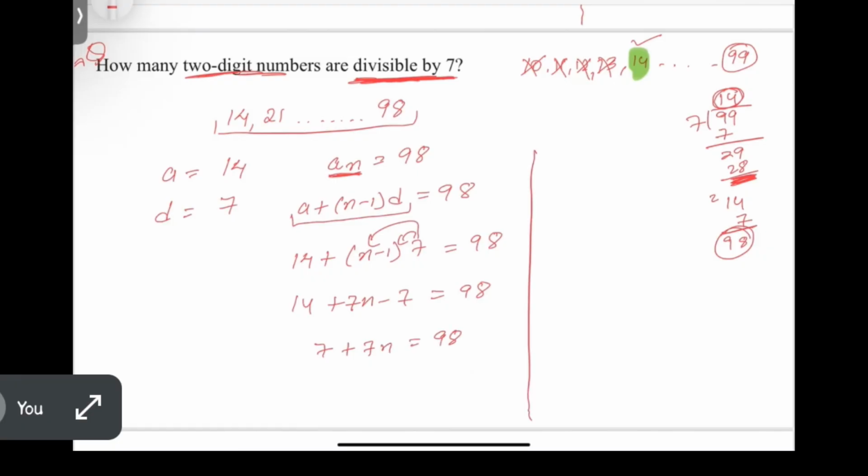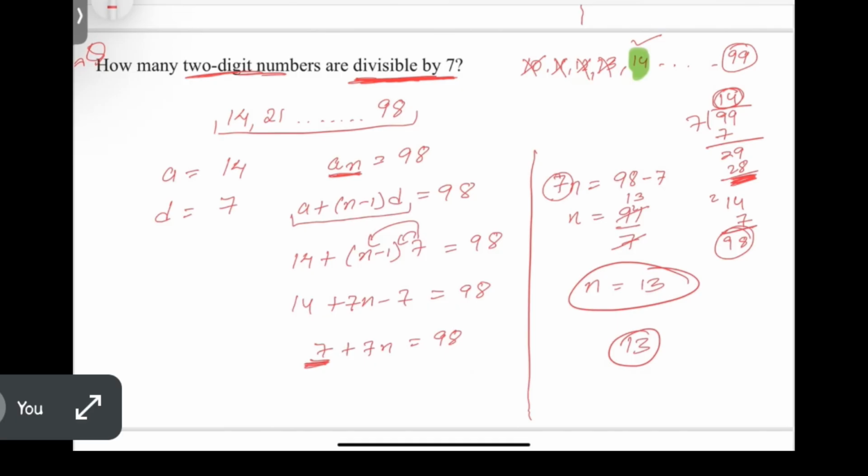Now what I can do is take common and simplify, but let me make it simpler because everyone is not the same. I'll just transfer this 7 to the other side, which is 98 minus 7, which will give me 91. And if I transfer this 7 to the other side, it will go in the denominator. 7 into how much? 7 ones are 7. That means 2 left. 7 threes are 21. So n is equal to 13. So there are 13 numbers which are divisible by 7. That means there are 13 two-digit numbers that are divisible by 7. That's the answer there. Are we clear with this?